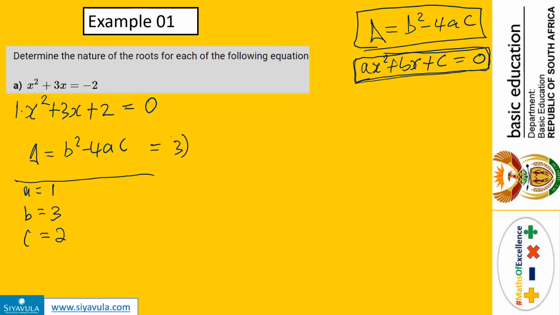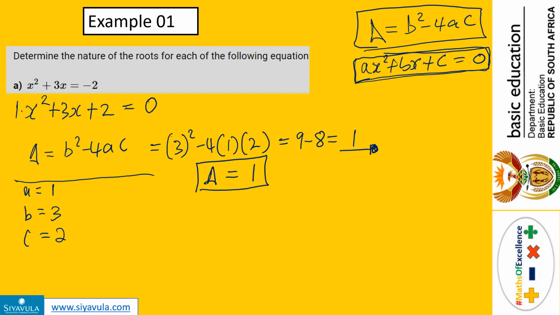Then I can substitute and calculate delta. My b is 3 squared minus 4, my a is 1 and my c is 2, right? So 3 squared is 9, minus 4 times 2, it's minus 8. So it's going to be 9 minus 8, which is 1. So my delta is 1. Let me just write it clearly. Delta equals 1, right?